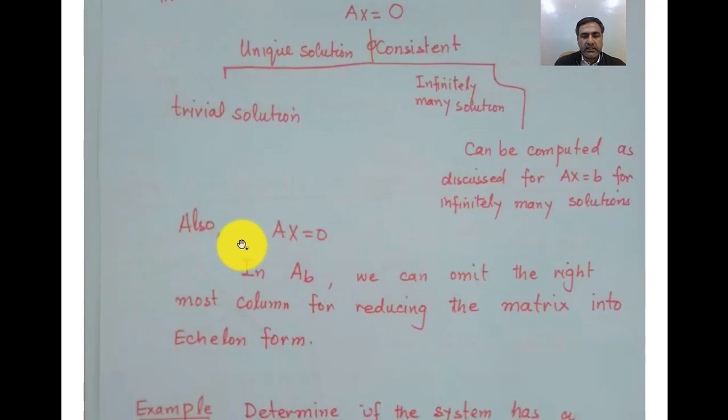So additionally, if I have a homogeneous system, we know that for a general linear system, where we had this vector b over here instead of 0, in the augmented matrix the rightmost column was the entries of this vector b. Since in this case I have zeros, hence in the augmented matrix we can always omit the rightmost column for reducing the matrix into echelon form, because performing operations on zeros will never change the entries.